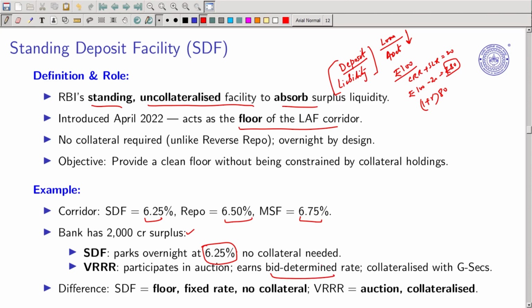So, in VRRR, what we are going to see is that RBI will accept the bidding at the lowest. The lowest will get the first preference because RBI has to pay the rate of interest. So, the lowest bidding will be easier for RBI, so it will be accepted. So, the idea behind this is that SDF gives the floor and it is the fixed rate, the lowest rate it offers, but one of the important advantages is that it does not have any collateral, and VRRR is auction-based and collateralized. So, this is what we often mention, right.